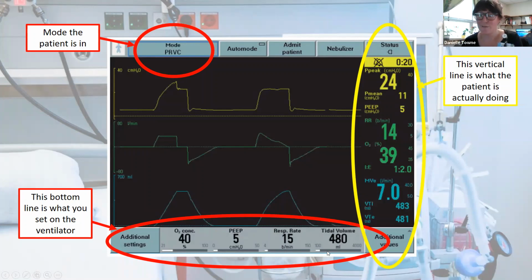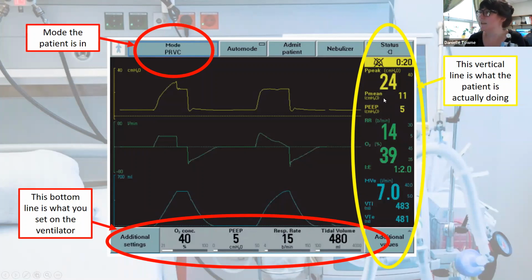We might not always set a tidal volume, we might set a pressure, and we're going to talk about that in a little bit, but respiratory rate, PEEP, and FiO2 all get set, and then either a tidal volume or a pressure setting. All right, so that's what we set on the ventilator. And what about all of the other numbers that you see? That's what the patient's doing.